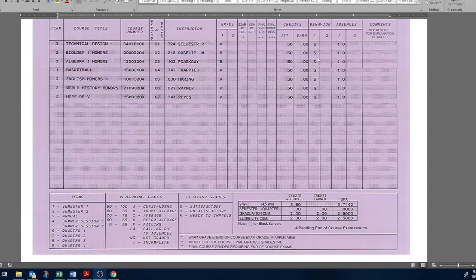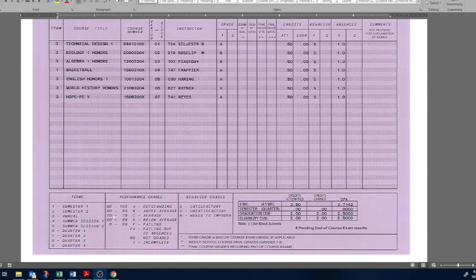You have your behavior columns here. So S is satisfactory, U unsatisfactory, N needs to improve. And then you have your absences. Your absences are accumulated by period, not by day. So you can have more absences in one period than another. And so if you see something that is off, you should talk to your teacher about why there is more or less in one period, but these are done by period.